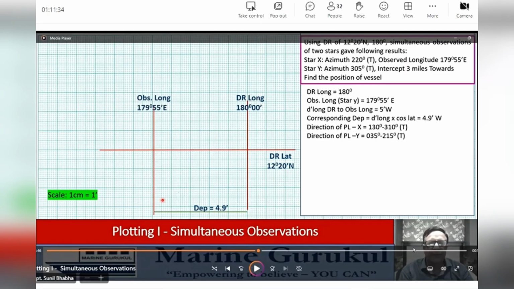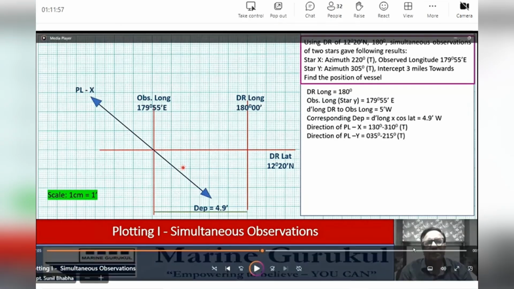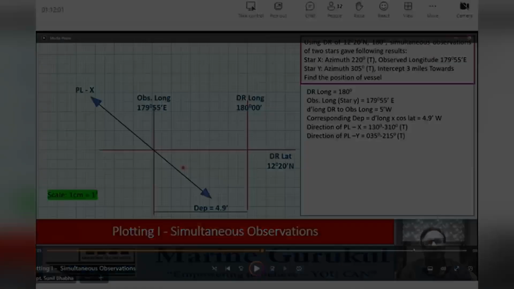Okay, all right. Let's proceed ahead. Now, wherever the DR lat intersects the observed long, this is the point through which the PL for star X has to be drawn, and its direction is 130 to 310. So here is the PL for star X, which comes up on the plot. Okay. Any doubt in the long by Chron PL, beta?